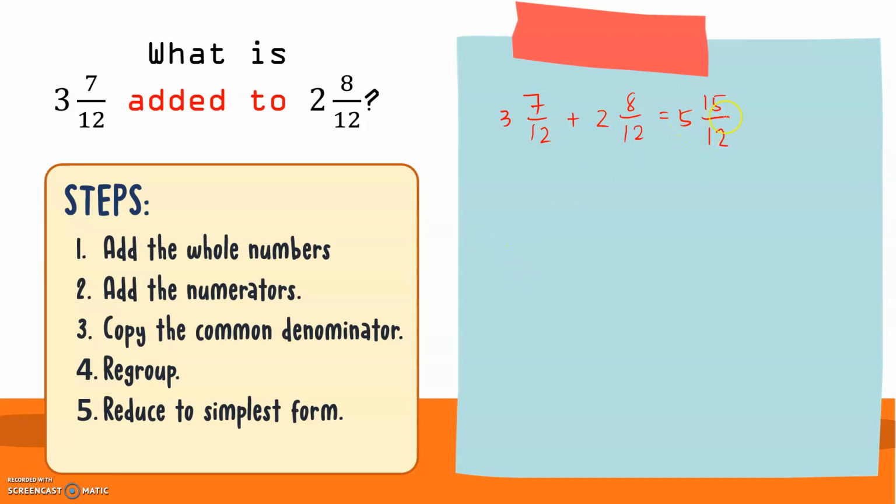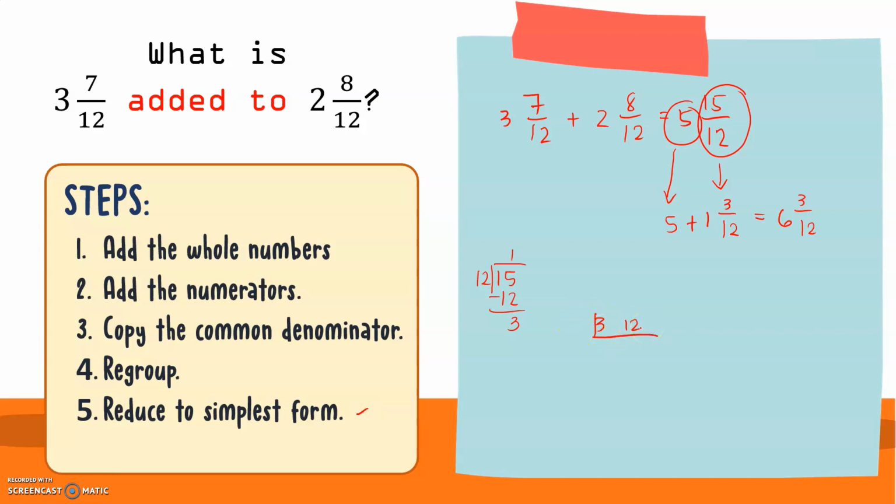Now let's change 15 over 12 into mixed fraction. 15 divided by 12 is 1. 1 times 12 is 12. Then we'll have a difference of 3. So we will rewrite 15/12 as 1 and 3/12. Then let us not forget that we have here 5 as a whole. So 5 plus 1, that will give us 6. Then we copy 3/12. And 3/12 is not yet in its simplest form, so we will reduce it.